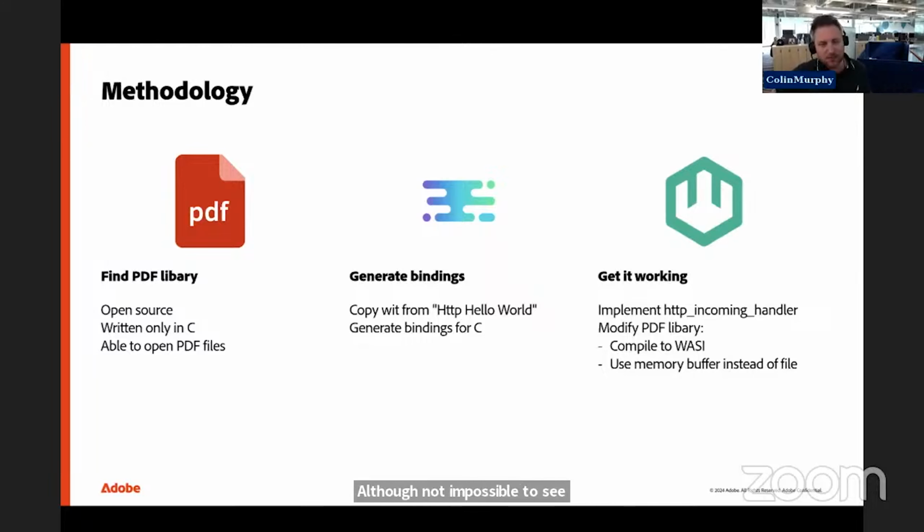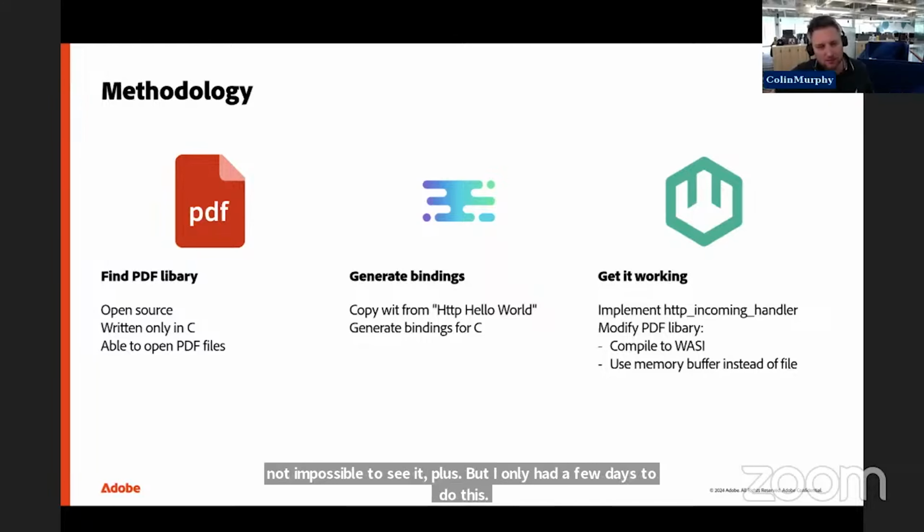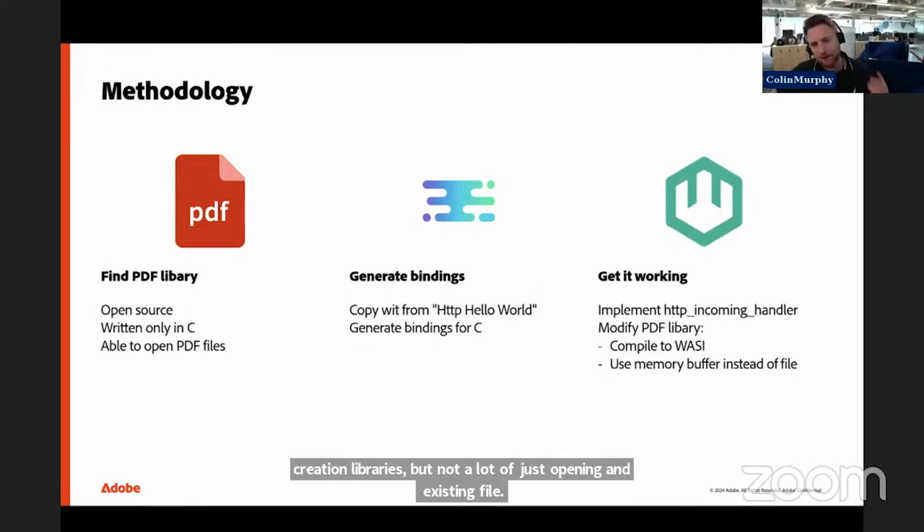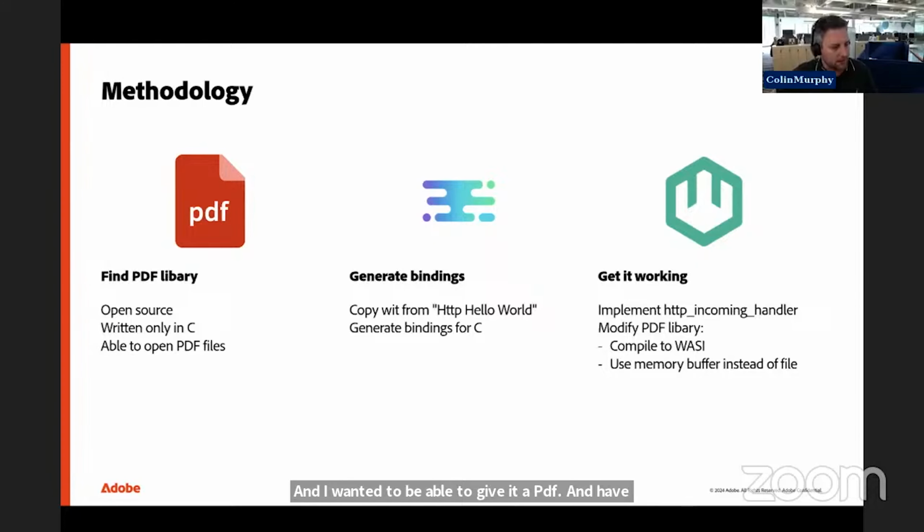And it had to be able to open PDF files, which is something that not a lot of libraries out there do. There are a lot of creation libraries, but not a lot that just open an existing file. I wanted to be able to give it a PDF and have it spit out the text of the PDF. To generate the bindings, I used wit-bindgen, just like it's built into wash for the other languages, but not yet for C. So I just had to generate the bindings for C, and then the third part is get it working, which is always 99% of everything.